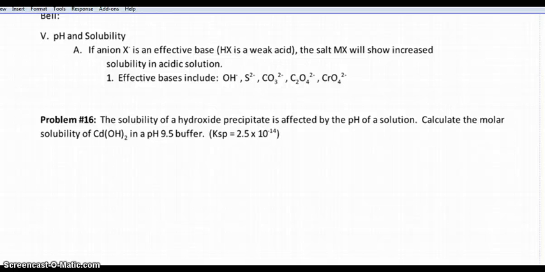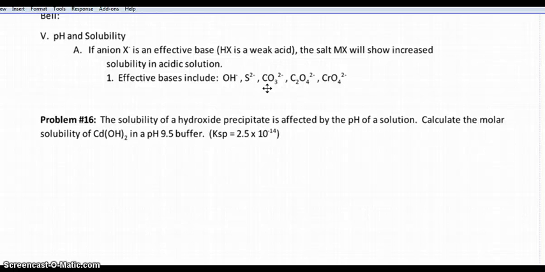So how can something that doesn't dissolve well work so well in your stomach? Well, obviously your stomach has acid in it, and so this solubility is dependent on pH. So pH and solubility. If the anion X is an effective base, where its acid is a weak acid, then the salt will show increased solubility in acid. Here's the hydroxide, the ones we're just talking about. We've also seen the carbonate is an effective base. It is a pretty basic anion, so this would work just as well and create, in a sense, hydrochloric acid. Well, sort of. Not hydrochloric, excuse me, carbonic acid.